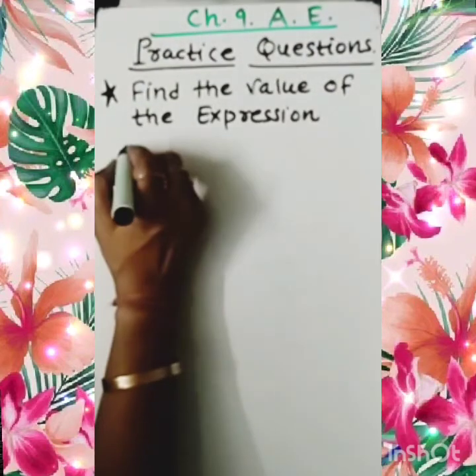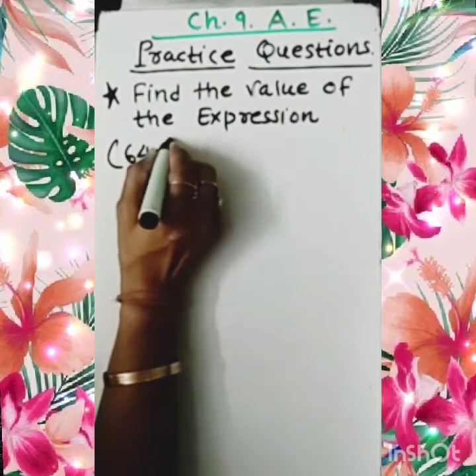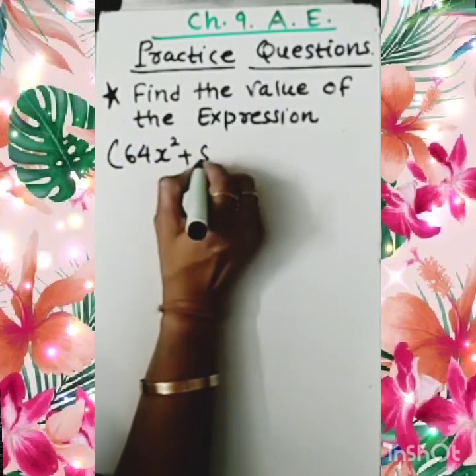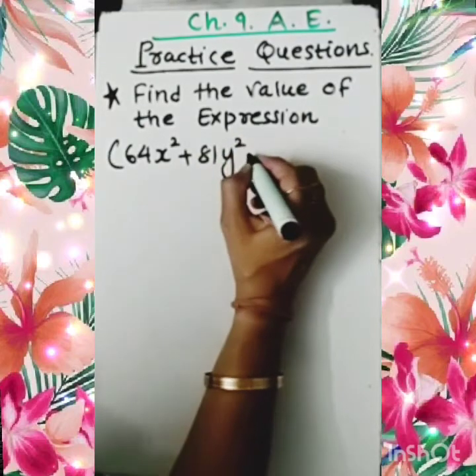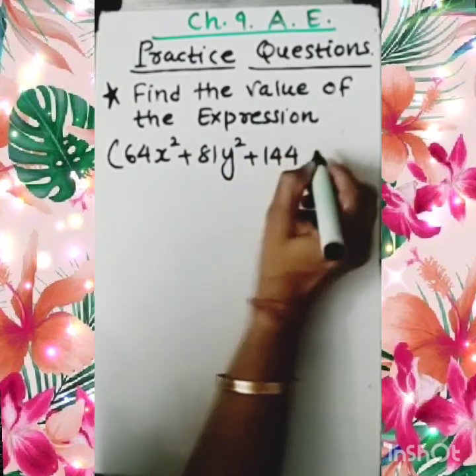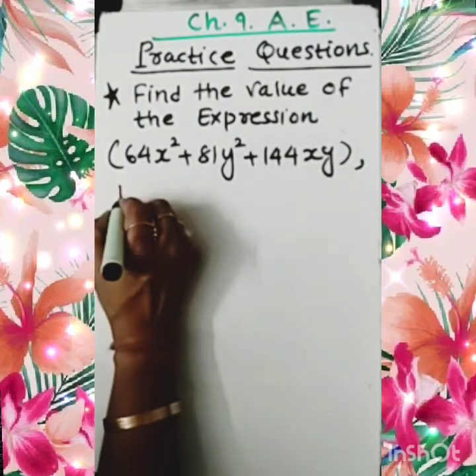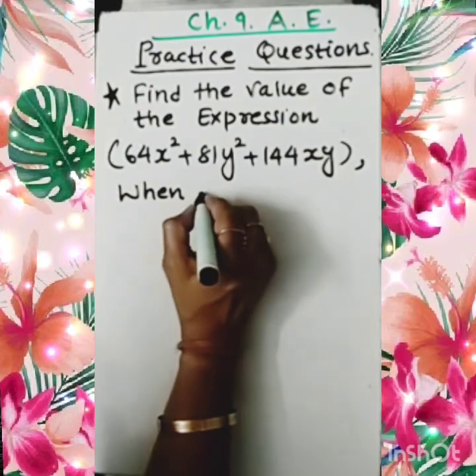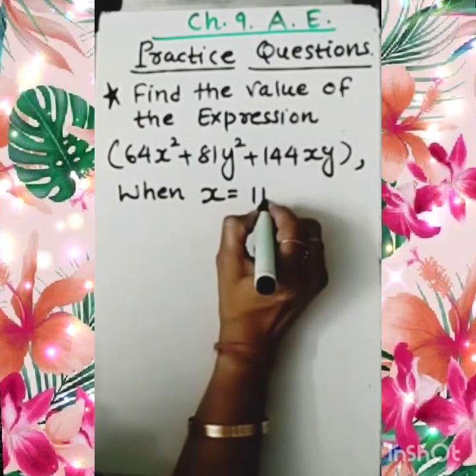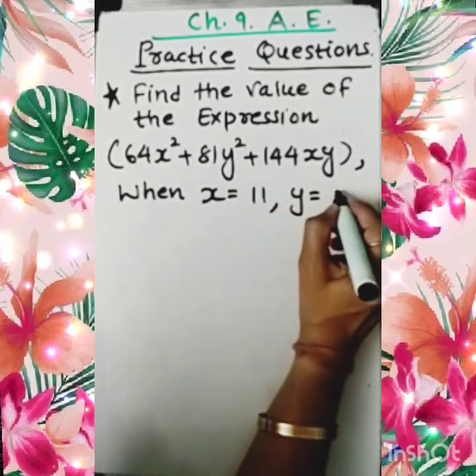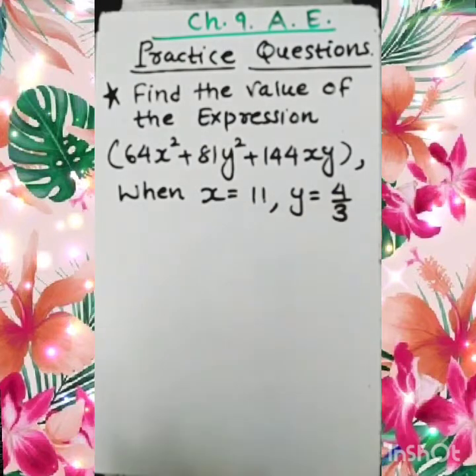64x square. Please note down 64x square plus 81y square and plus 144xy, when this expression we are given, when the value of x equal to 11 and the value of y will be 4 by 3. Okay, at that time we need to find this. Okay, once again I am explaining. First we need to find the value of the expression.